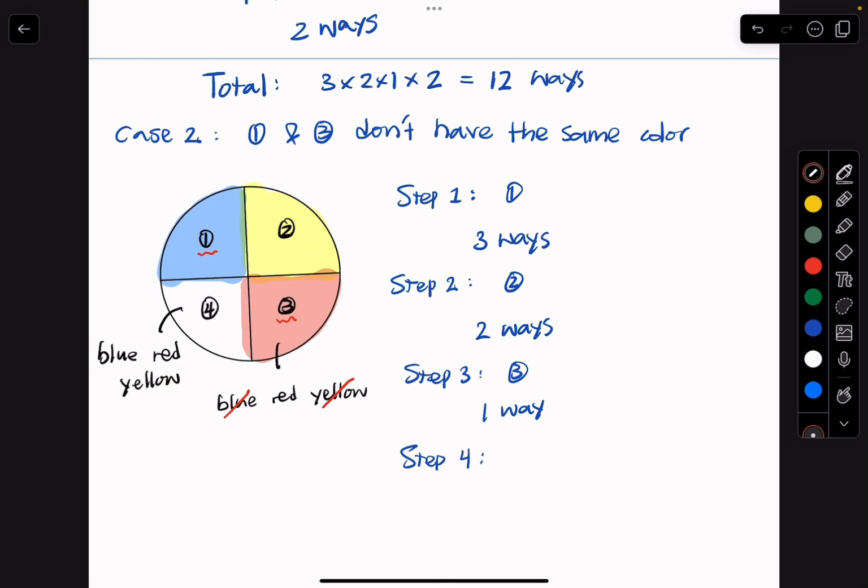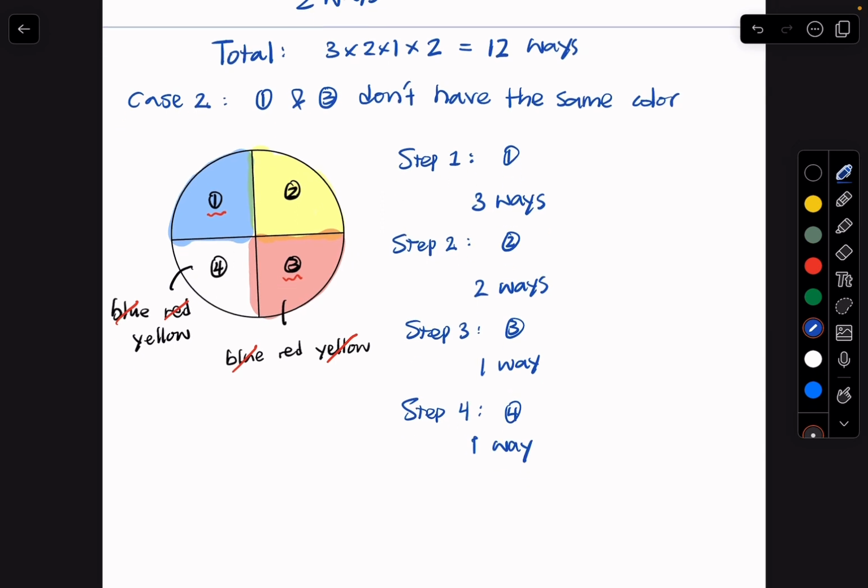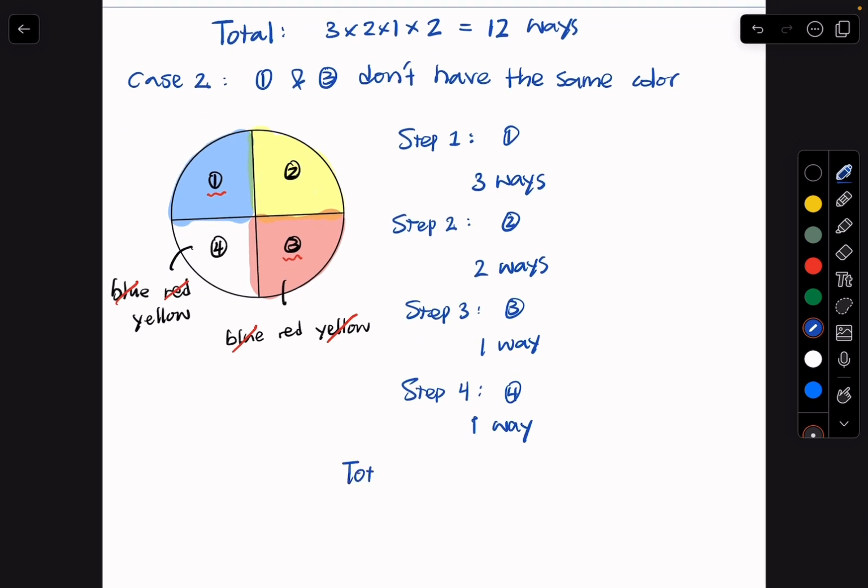So let's look at its 2 consecutive regions. One has blue, one has red. So that means for the last spot, I'm also gonna get only 1 way to do it. And remember our last step here, we're gonna find the total number in this case, which we're gonna multiply all the numbers here together. So times 2 times 1 times 1, which gives me simply 6.